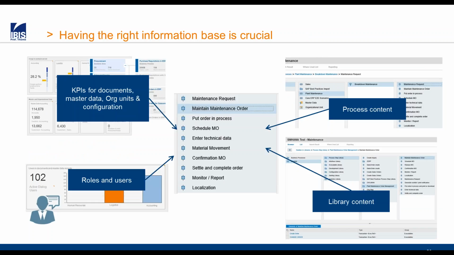Yeah, but the base of that is having the right information. Without having the right information, you will be depicting something which might be nice looking, but which is not really depicting the business reality you're facing. So on the right side, you need lots of library content, library information. On the left side, you need much of the business information like documents, master data, org units, configurations, and the different roles and user authorizations.